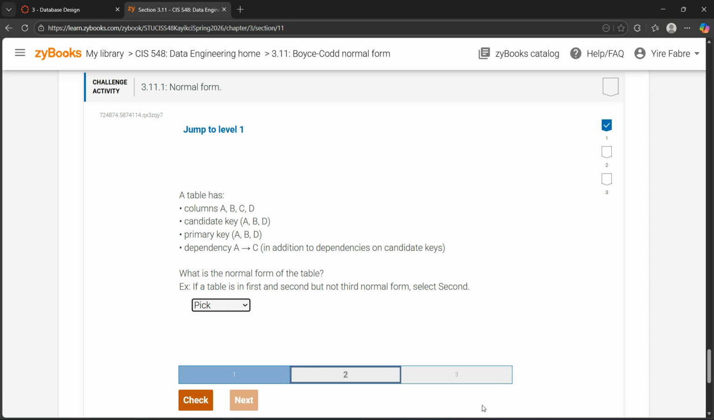So when we are looking at 1NF, we have all attributes atomic, no repeating groups or multi-valued attributes. When you're looking at 2NF, we have no non-key attributes depending on part of a composite key. When you're looking at 3NF, we have no non-key attributes depending on other non-key attributes. And we have Boyce-Codd normal form, where we must have a candidate key as every determinant. So the correct answer here is the first normal form.